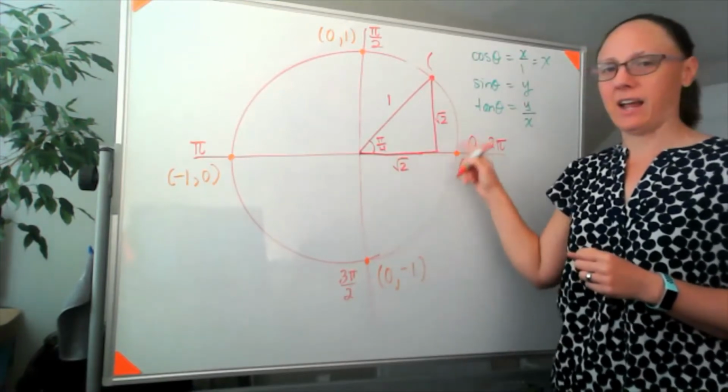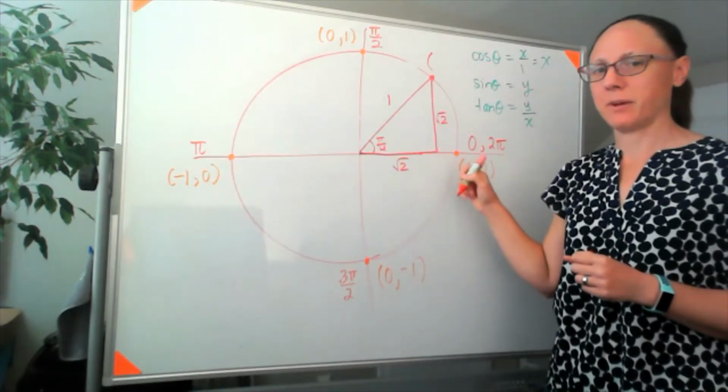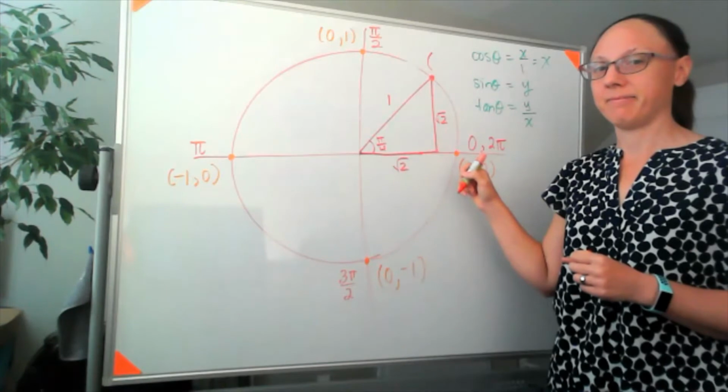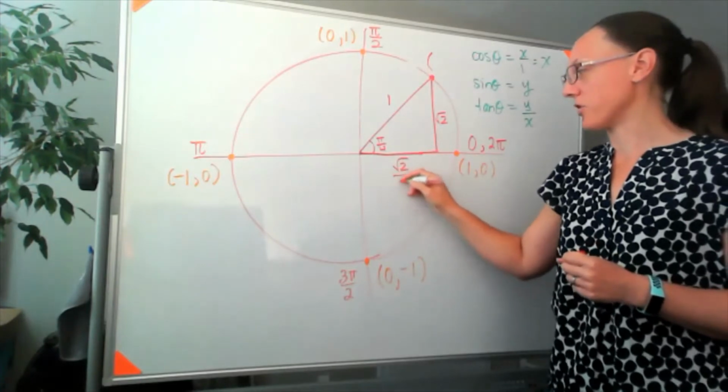Oh, I lied. I messed up. Can anybody help me? Cool, I'll help myself. I meant to call that square root of 2 over 2.